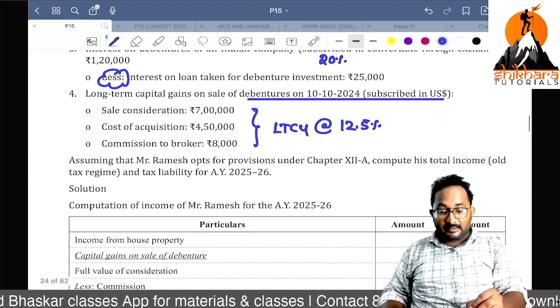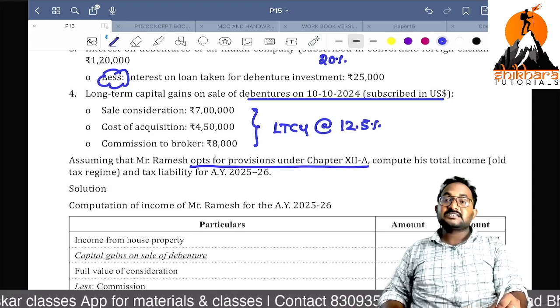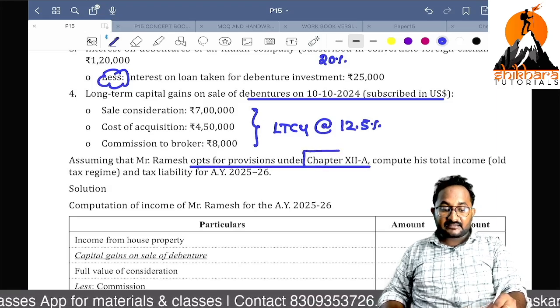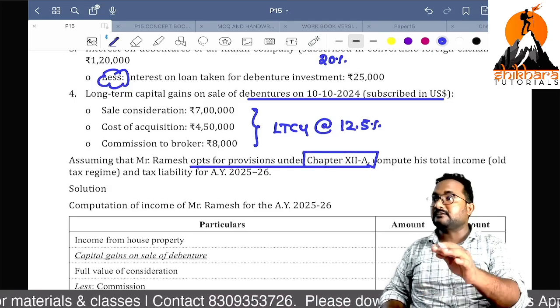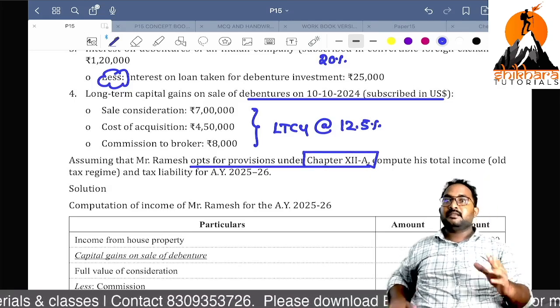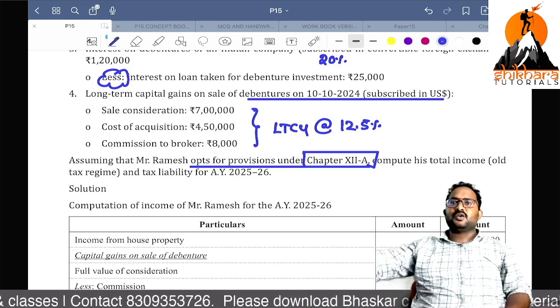Super. How do you know all these things? I don't know. Ramesh opted for the provisions of Chapter 12A. Ma'am, remember this Chapter 12A is a separate chapter given in the income tax for the non-resident Indian. It is optional. Sir, I don't want to follow that NRI provision, sir.